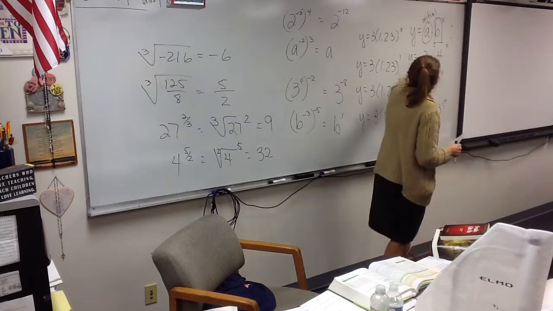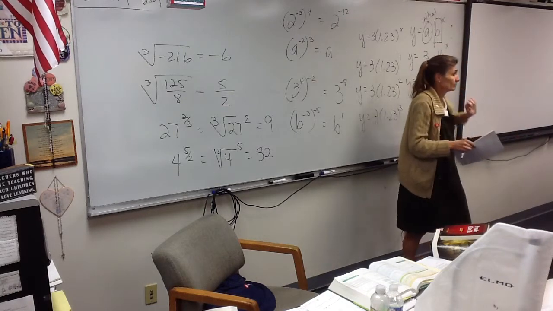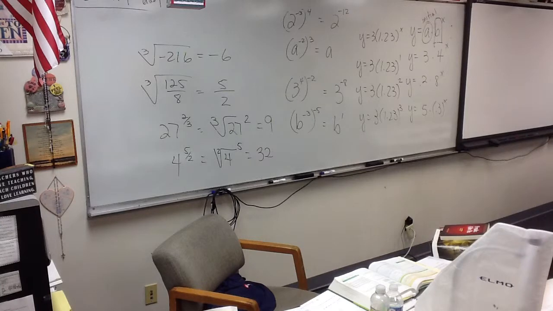D. Is it a number times a number to the x? Yes. What is your initial value? 100. Would you say growth or decay? Growth. What is your rate of growth? 2% growth. How do I know it's 2%? Because it's 0.02 bigger than 1.